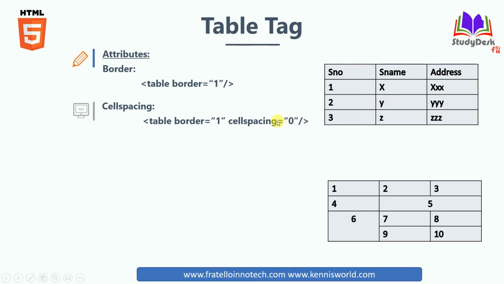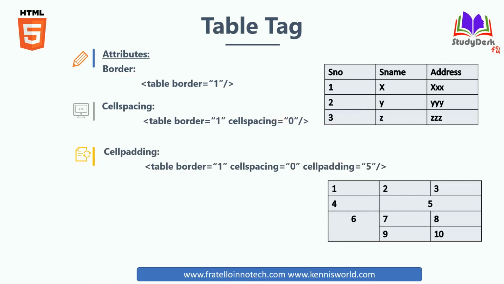And the next one is cellpadding. Cellpadding is nothing but the distance between the cell border and the data. So if you want to mention this space between the border and the table data, we need to use cellpadding and give the space value here. Here I mentioned 5. I will show how to use these things in the execution section.